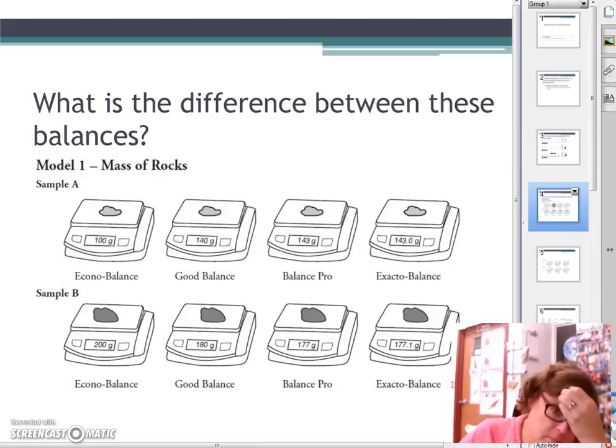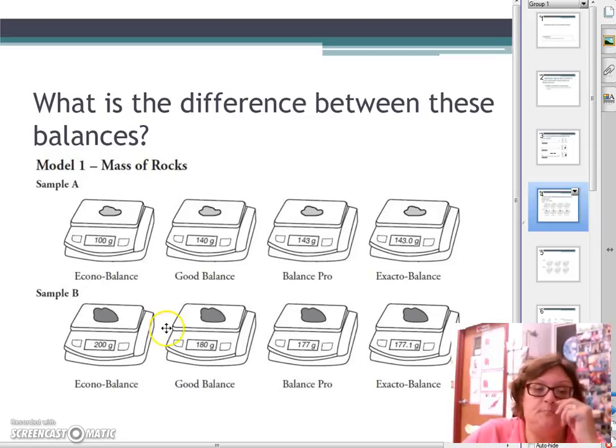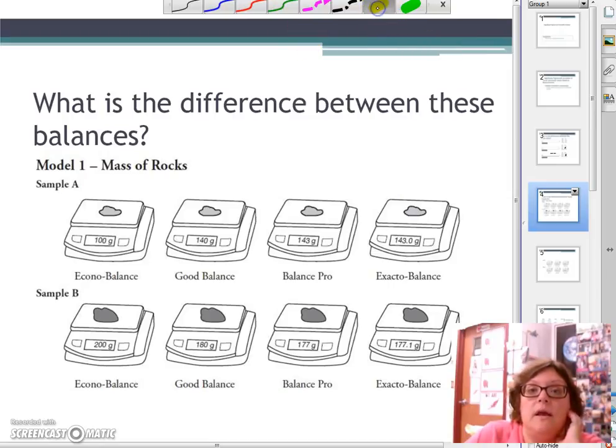Now, same thing with balances. Here, we have a basic balance. We have a good balance. We have what's called a balance pro, and we have an exacto balance. Same rock on all 4 balances. When we read it on the first one, we read it that it's 100 grams. The second one says it's 140. The third one says 143. The last one, 143.0.